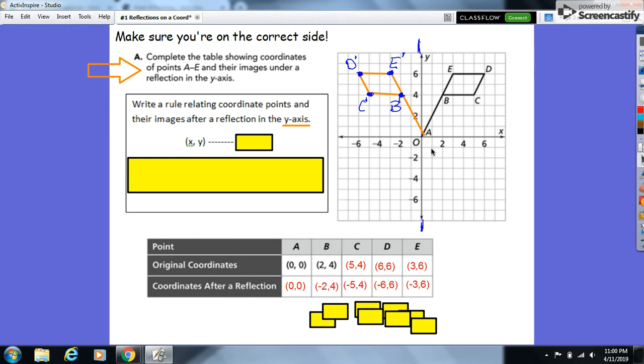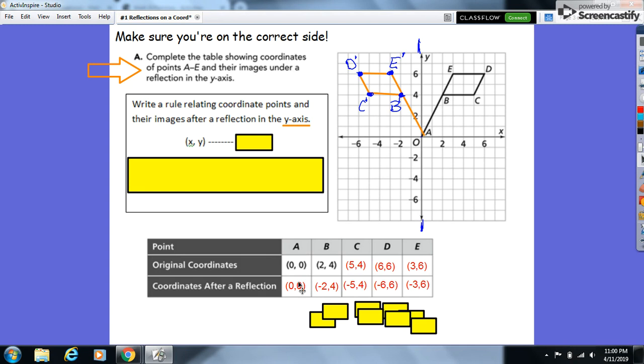Hopefully, you wrote the correct ordered pairs. This is the key. Looking at the ordered pairs, make sure you're plotting them correctly. Comparing these ordered pairs, we're now going to write a rule that's going to work any time we reflect something over the y-axis. What happens to our x value? What happens to our y value?